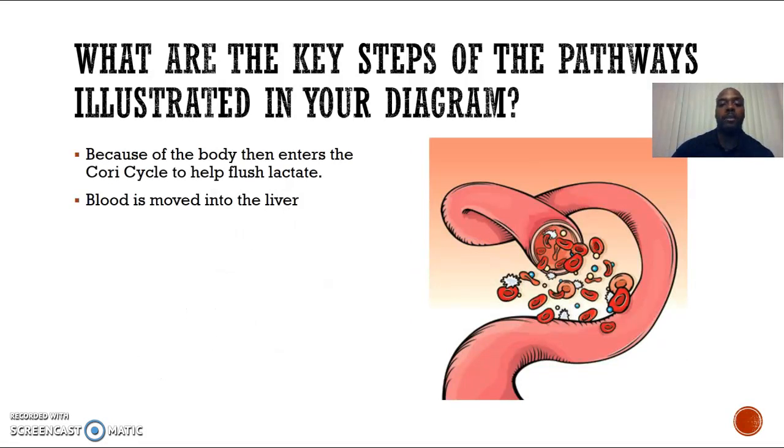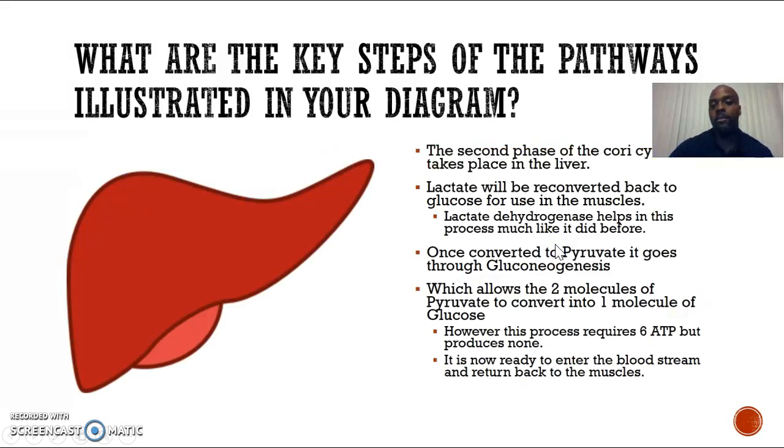Some more of the key steps, and now we're talking about that lactate being transported through the bloodstream, because the body enters the Cori cycle to help flush the lactate. That blood is then moved to the liver, where the second phase of the Cori cycle takes place. The lactate will be reconverted back to glucose for use in the muscles.